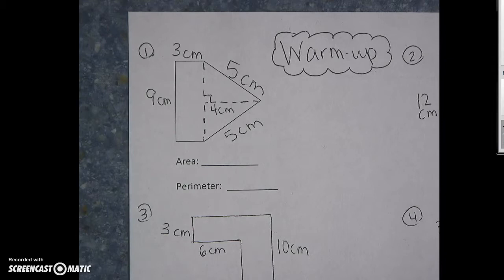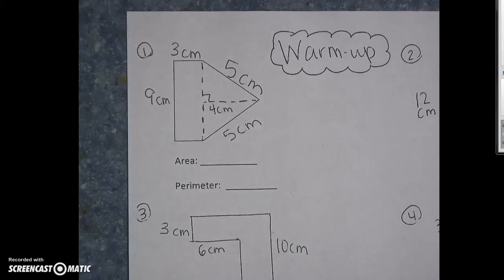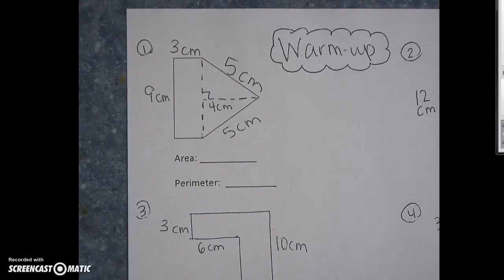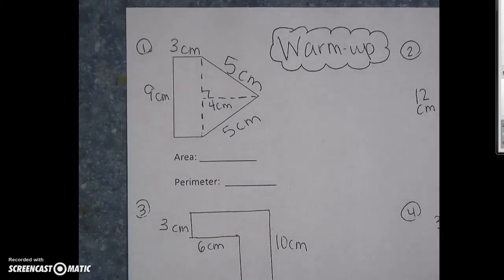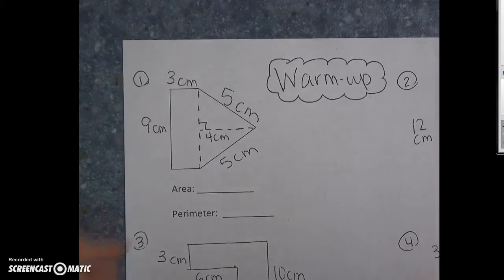Hi, today I'm going to show you how to find area and perimeter of complex figures. Complex figures are a bit tricky because there isn't just one set formula for them. What we do is we break them down into shapes that we already know how to find the area and perimeter of. So I'm going to start with this one.